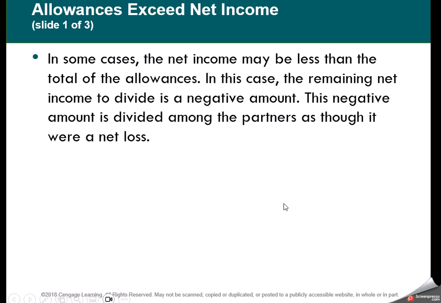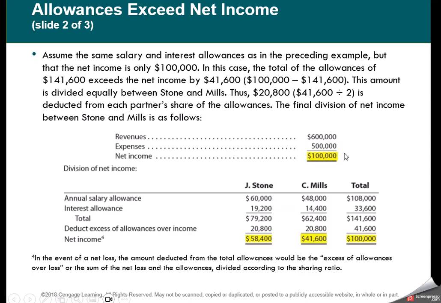Now, in some cases, we may go negative. Let's say their net income isn't as high. So they only had $100,000 to split, and then we really have $141,600 to allocate. So we're $41,600 in the hole, if you will. Well, then they each share what you're in the hole by. So it's negative $41,600, and they each take their share.